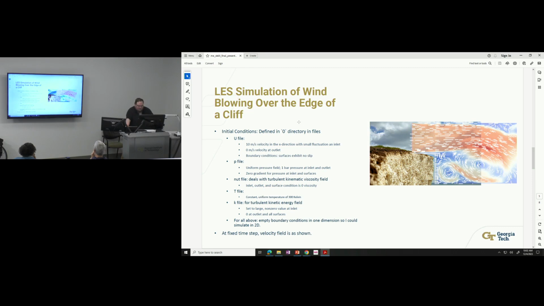I tried to import CAD models, but that failed. I ended up just modeling a cliff in OpenFOAM and then simulating steady state fluid flow over that. And I've overlaid the velocity field that I've solved for, a specific frozen time step, onto the cliff image. And I've defined initial conditions here.